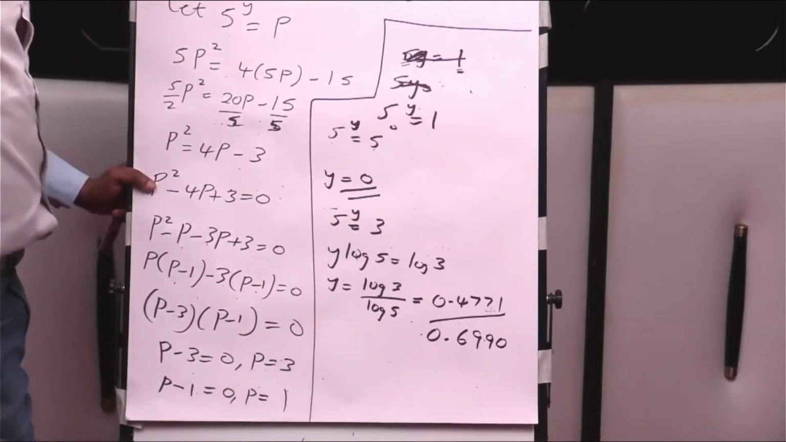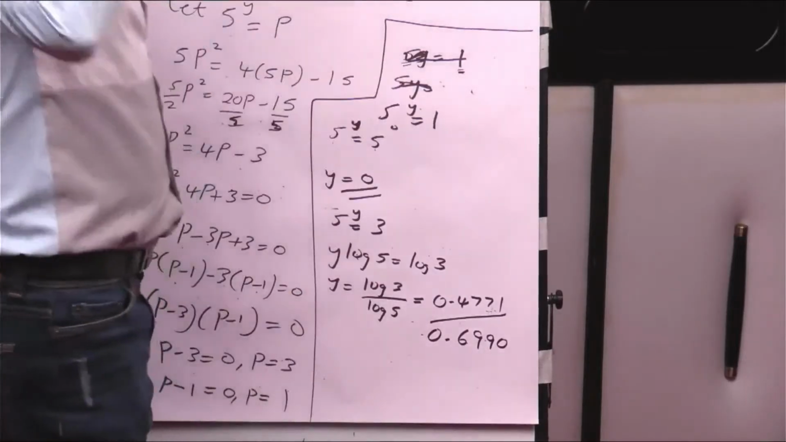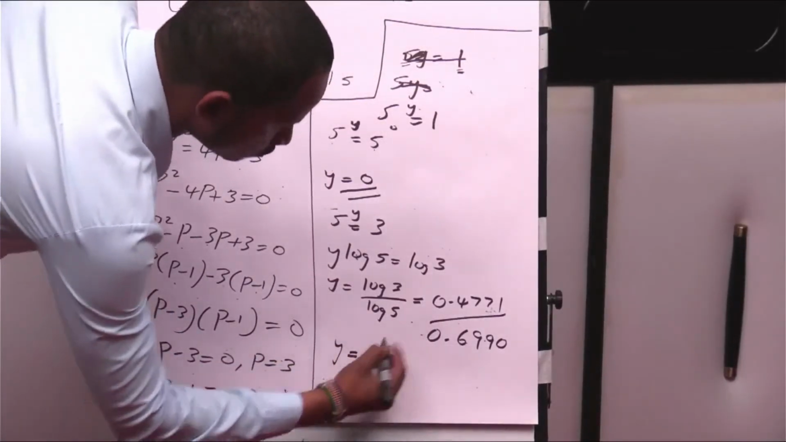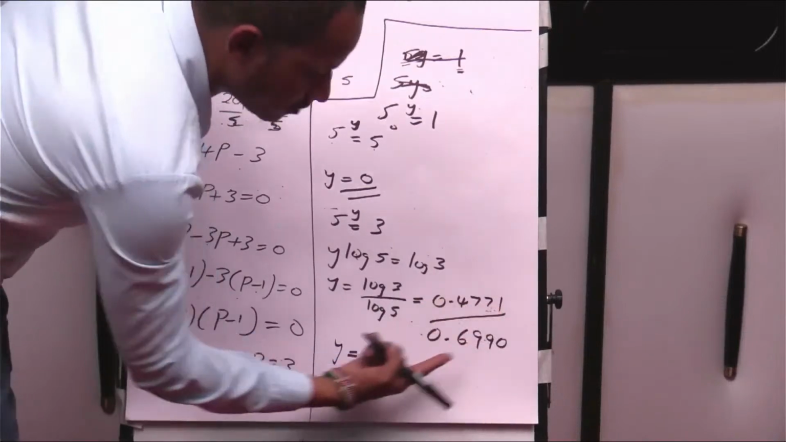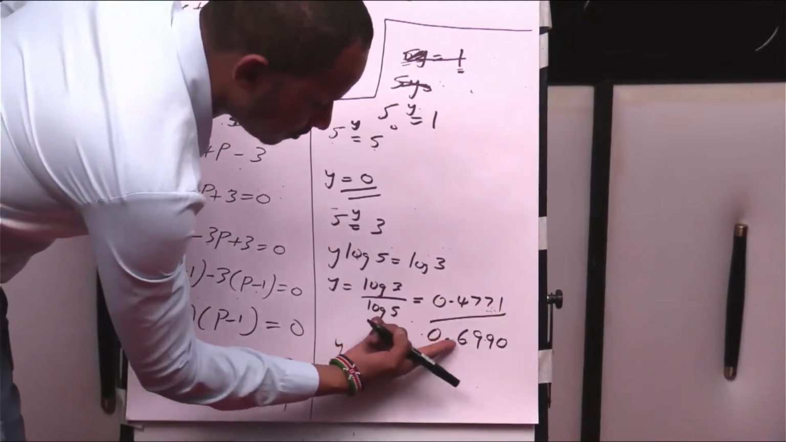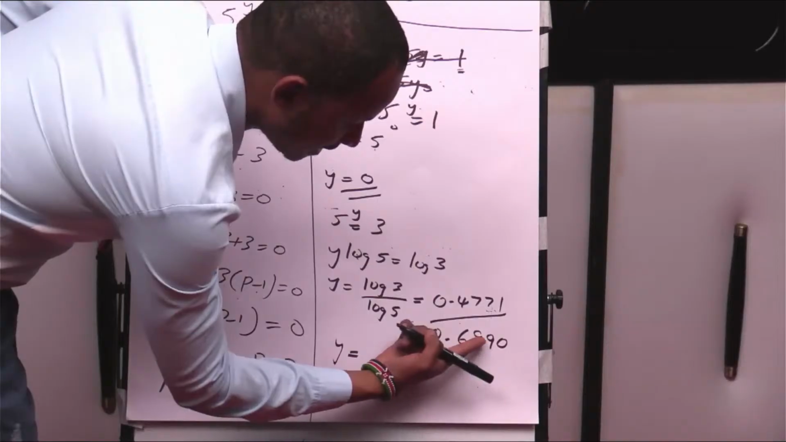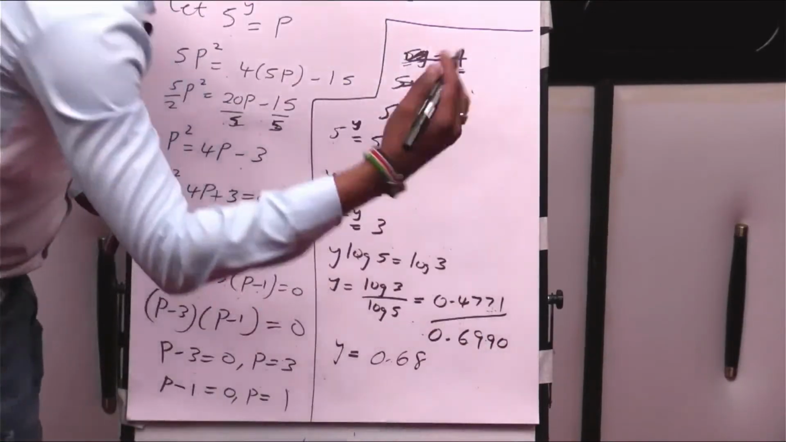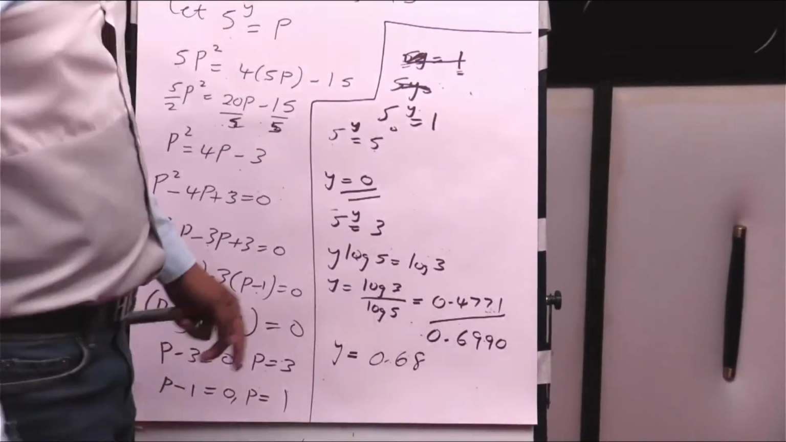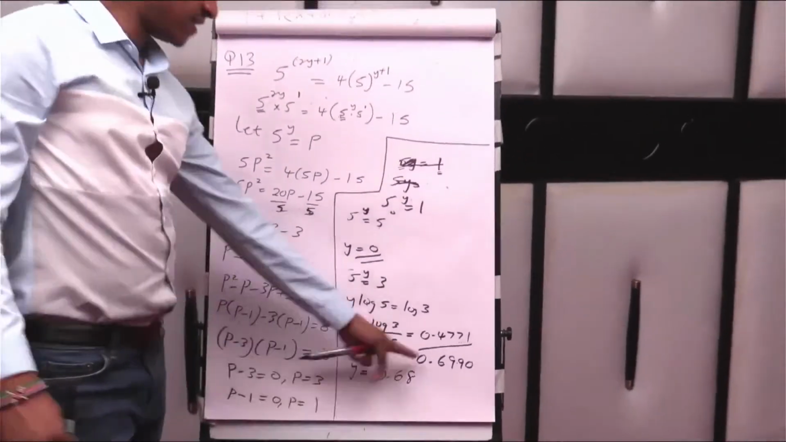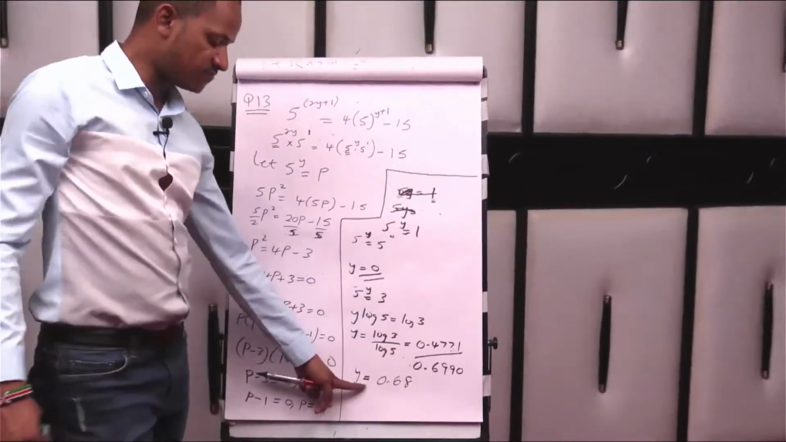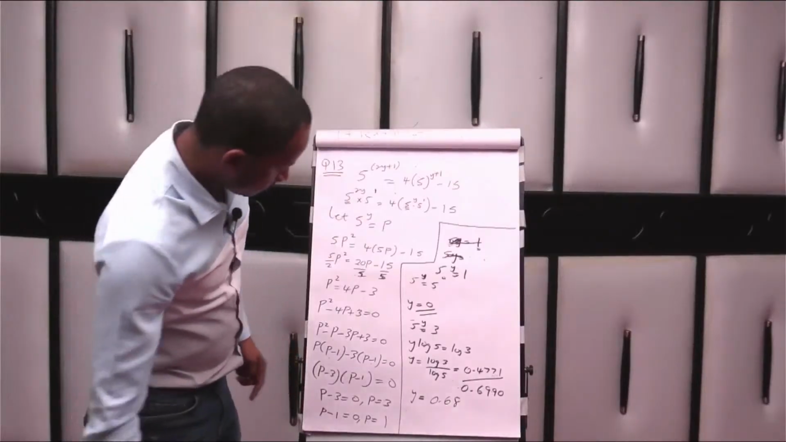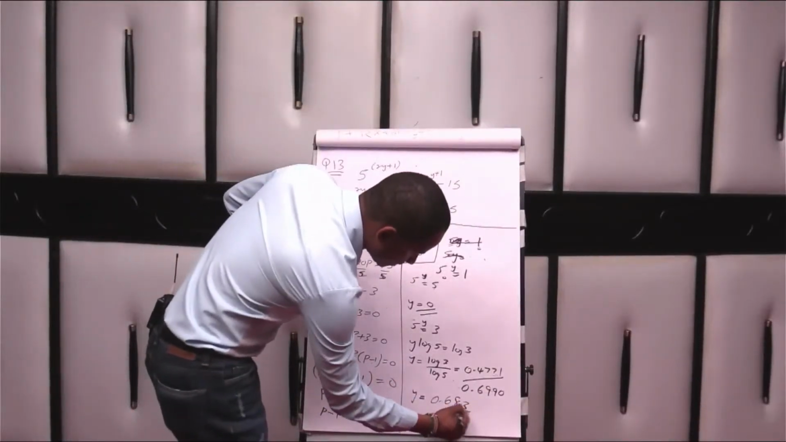Now you use your calculator. I have a working calculator here. So y equals, when you divide 0.4771 by 0.6990 using a calculator, you get 0.68 something. So you divide this and you get your answer as the value of y. I think that is very proper. 0.683, I think so.